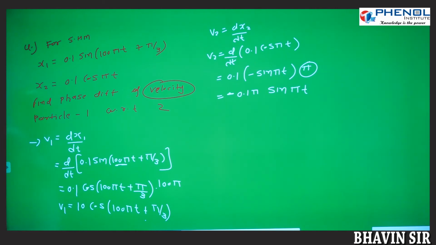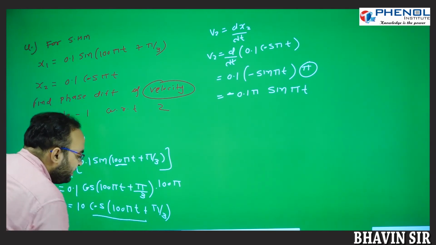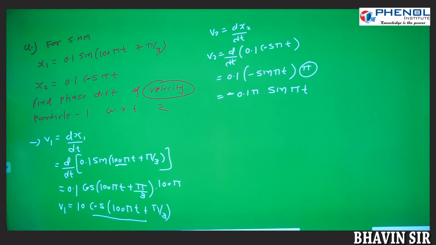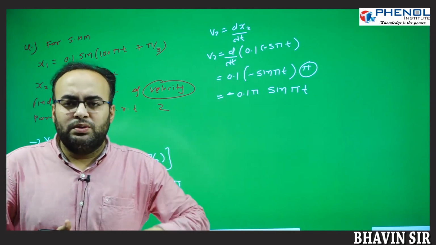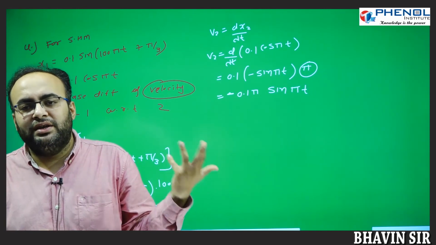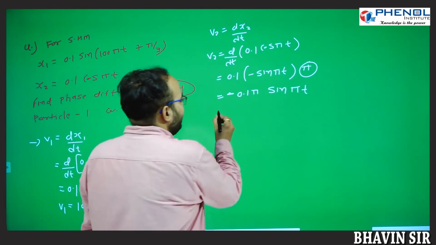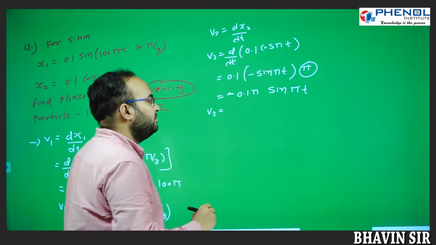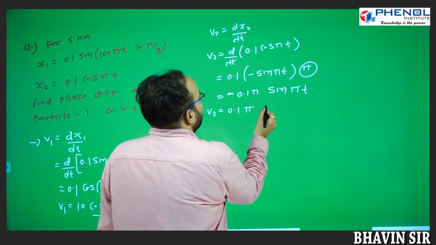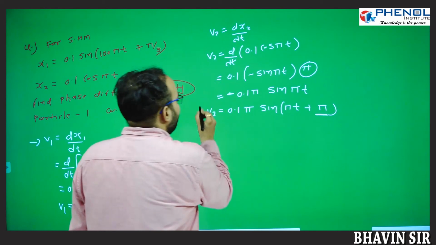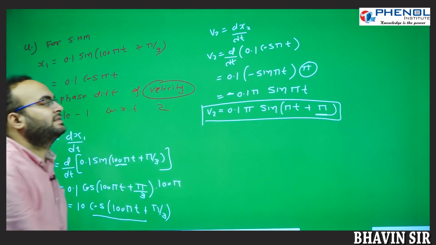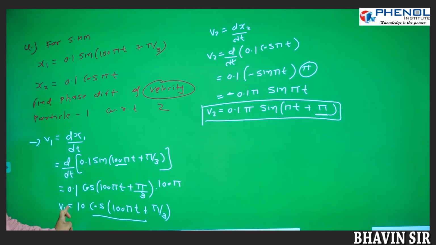Chalo, now we want to convert this to sine. In the first case, the velocity is cos. But see, what is the problem here? There is a minus, a negative sign. So first we want to convert the negative sign into positive. As we know, here we write pi t plus pi. Why do we write pi here? Because the negative sign is there.